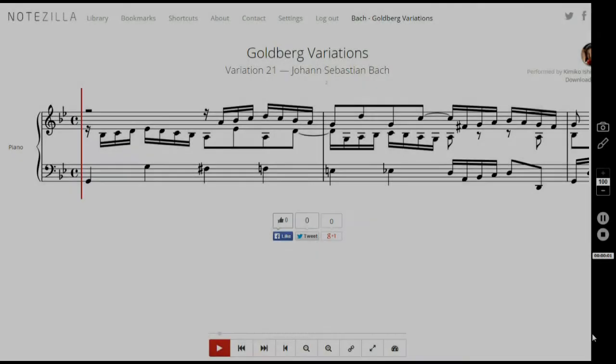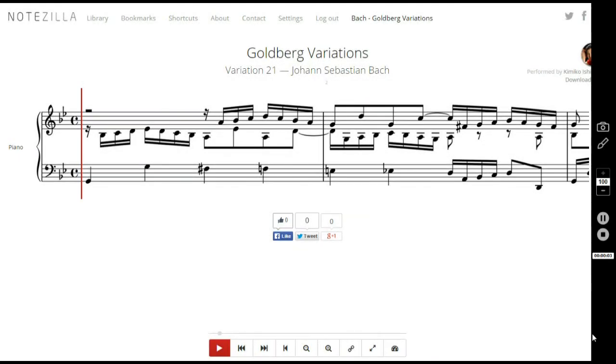For Objective 1.6, I have another one of the Goldberg variations. This is number 21, J.S. Bach. Let's listen to a little bit of it.